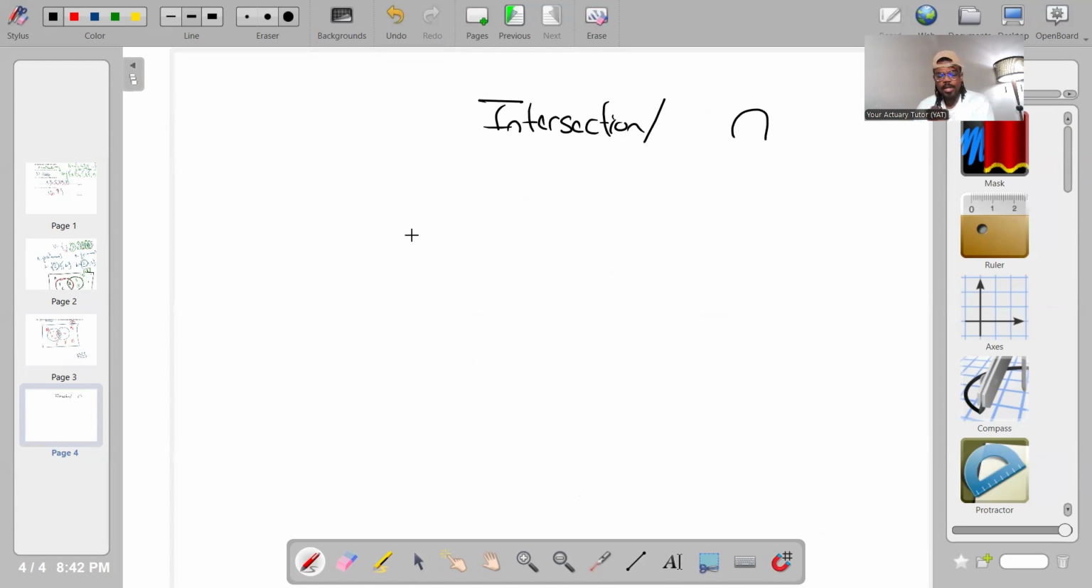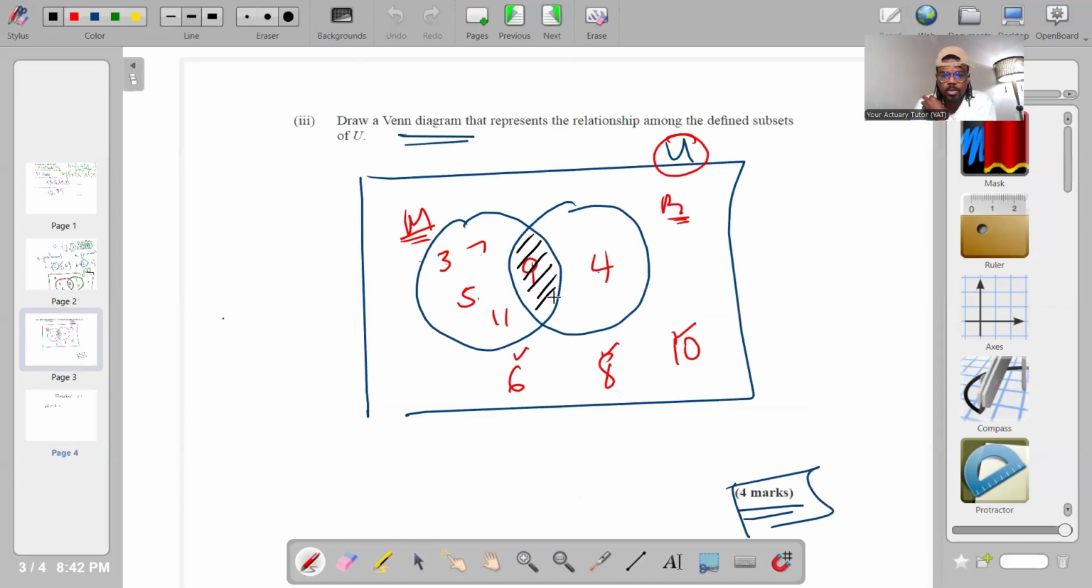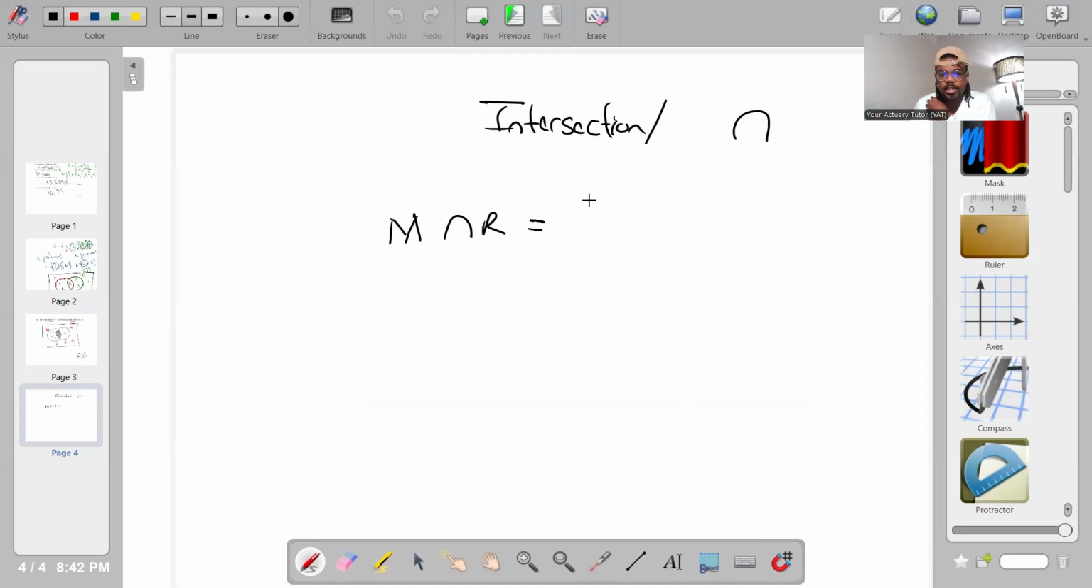When I'm trying to describe intersection, I'm going to say M, that was one of the sets, intersect R. What can you find when both of them are overlapping? That would be just a set with the element 9 in there. Sounds good? So that's the first thing to understand. Intersection has to do with which elements you can find in both of the sets.